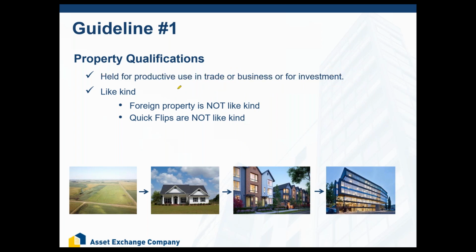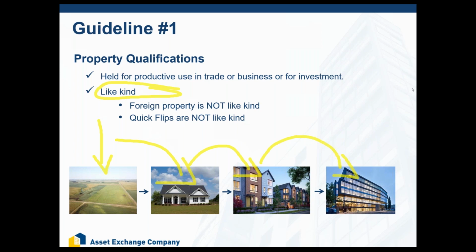Also, when you do an exchange, you have to trade into like-kind property. What does that mean? A lot of people get confused by this. Like-kind is very broad. Like-kind is any type of investment or business. So you could sell land and you can exchange into a rental home. You could sell a rental home and buy an apartment building. You could sell an apartment building and buy an office building.